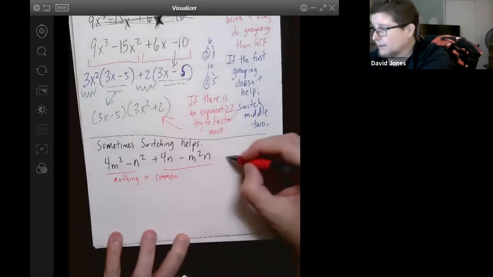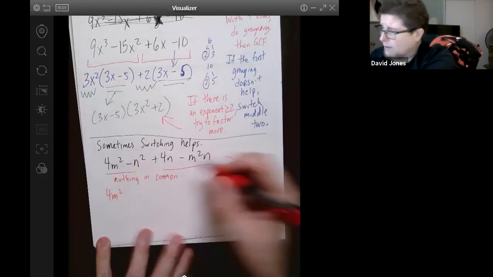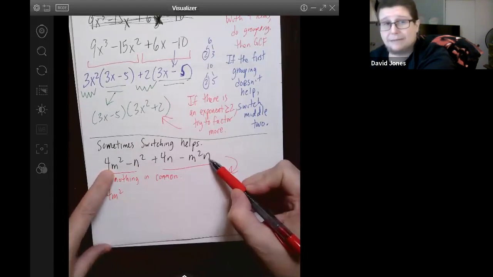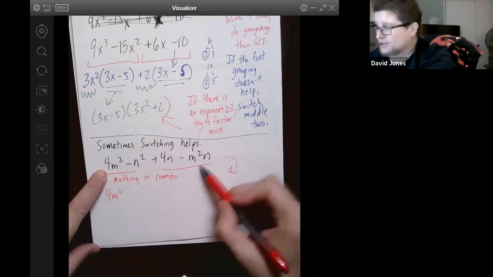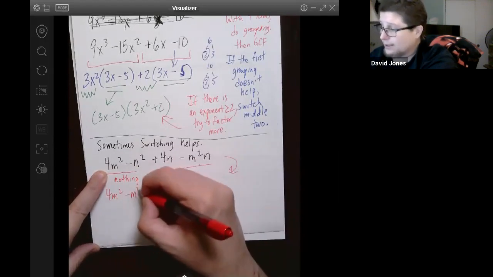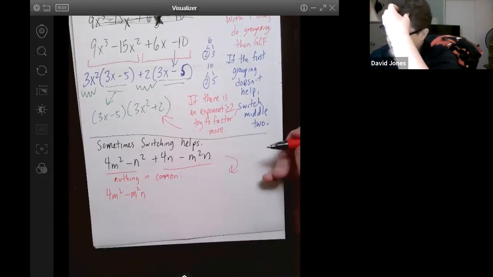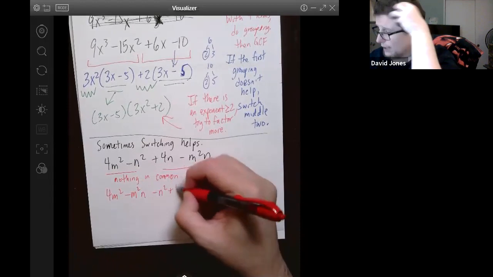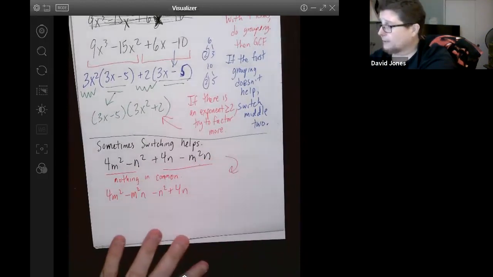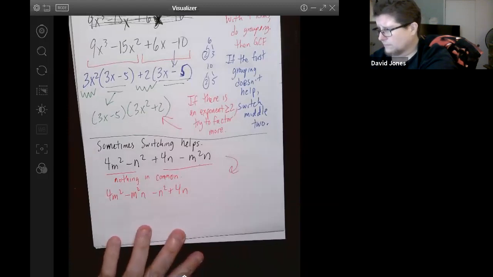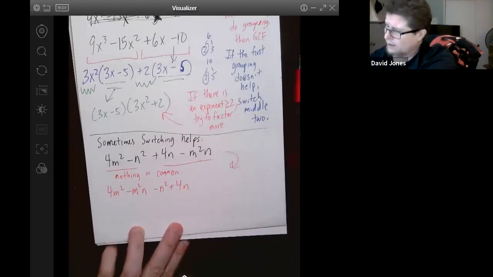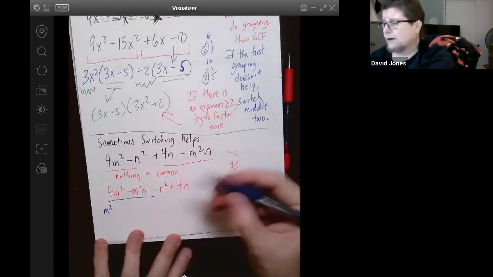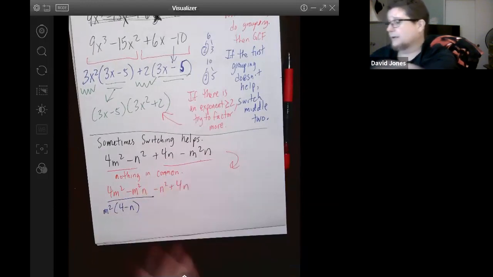So I'm going to change it up. I'm going to switch them around. Let's say I have an m squared here. Let's put the thing that has an m squared with it. Does that make sense? 4m squared, let's match the n squared up with it. Let's put the negative m squared there. And that leaves behind negative n squared plus 4n. So if I pull out the common factor here, it's m squared, right? And that's going to leave behind a 4 minus n.